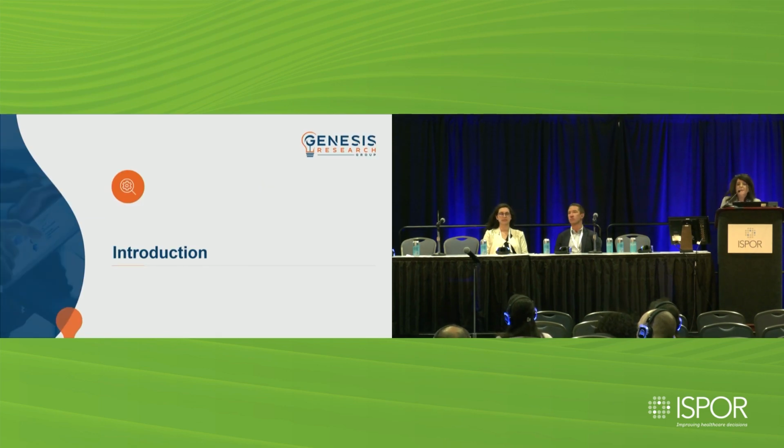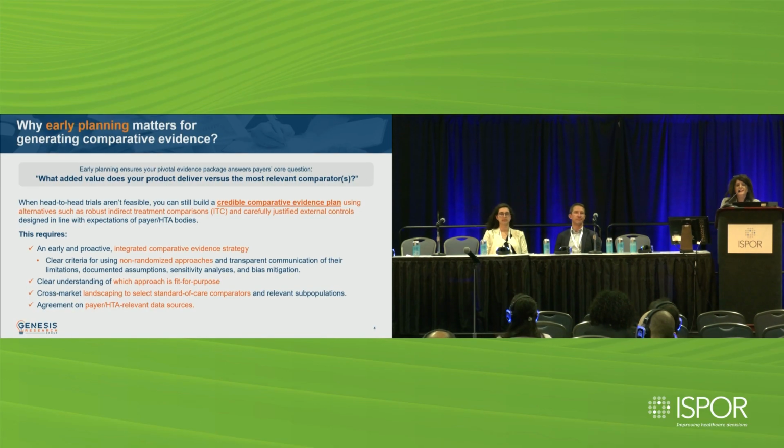So my job here is to help you understand the importance of this topic, as well as why plan early. I think most people in this room probably know why comparative evidence is critical, especially in terms of making access and reimbursement decisions. So access decision makers use comparative evidence to understand the value add of a product coming into the market. So it's always relative, incremental evidence or incremental value, both from a safety and efficacy perspective.